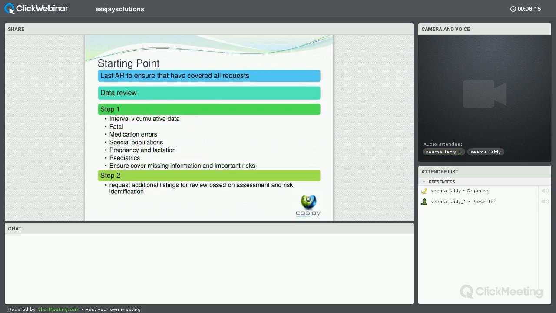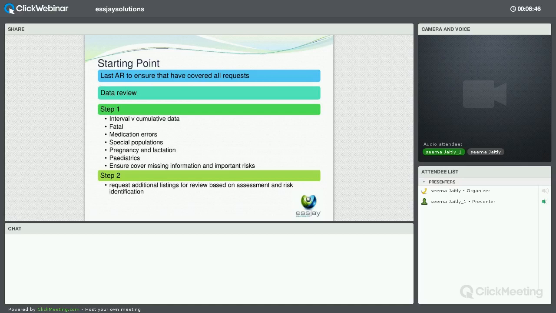Okay, now as a starting point, you're going to sit down to look at the data before your actual data lock point. I would really start off by looking at the last assessment report, and it's important to look at that to ensure that you have covered all the requests from the regulatory authority previously. I mean, there's no point putting a report together if you haven't gone back and made sure that you have fulfilled all of those requests that have been asked of you in this report.